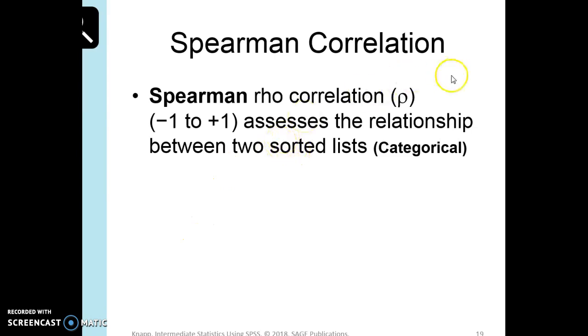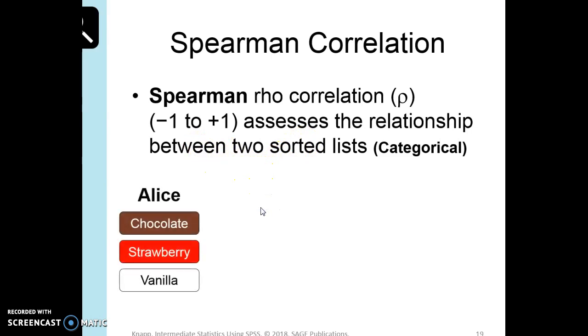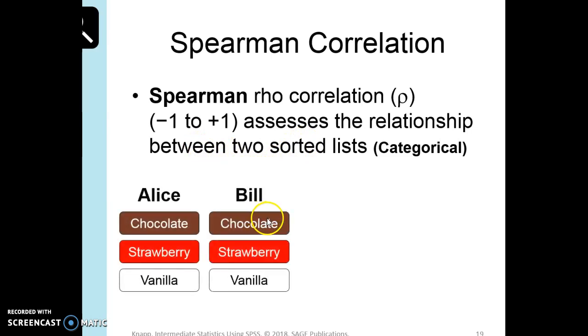Spearman correlation. It's called rho. The value, instead of the R value, is the rho value. It works the same way, between -1 and +1. And those terms we used to describe that a moment ago still hold for this: weak, moderate, and strong.